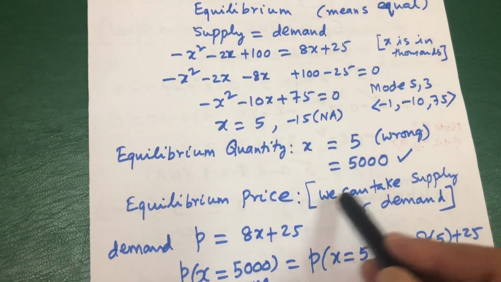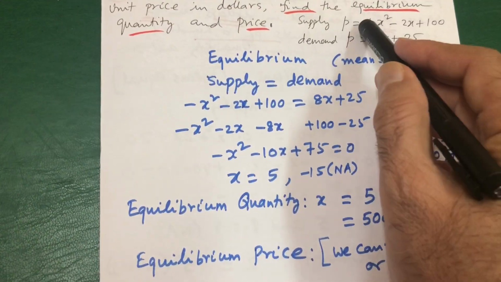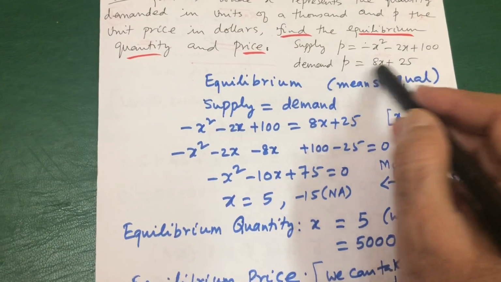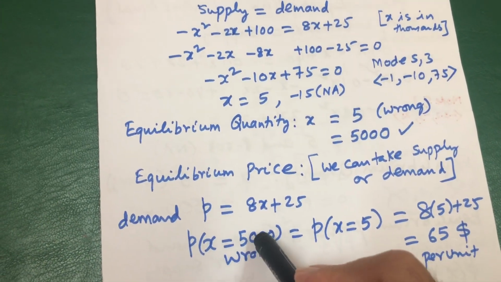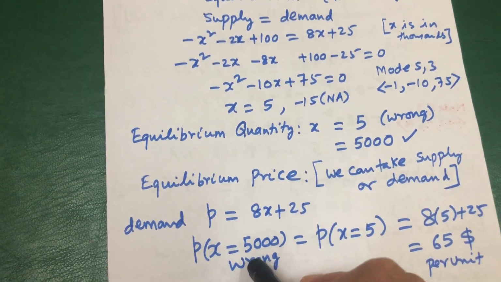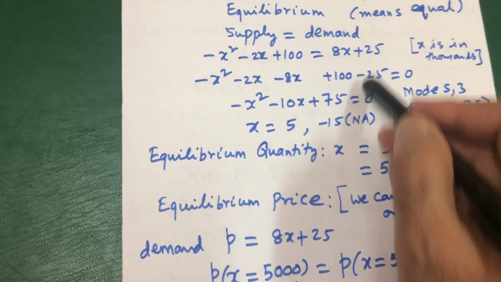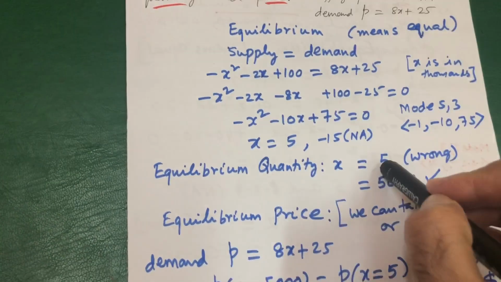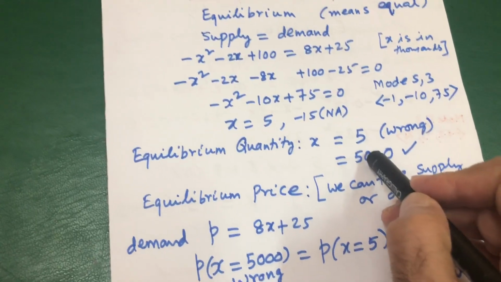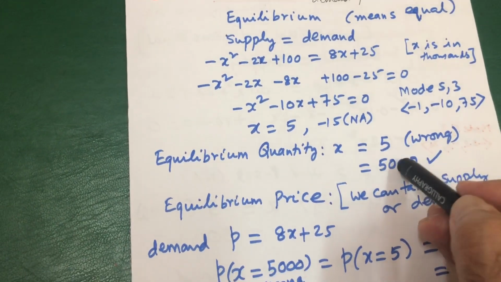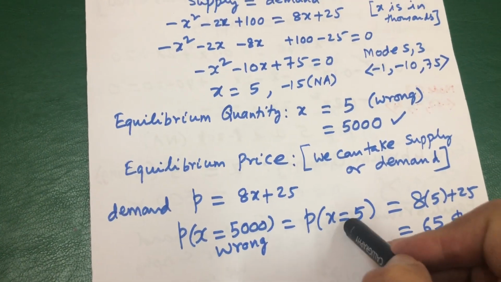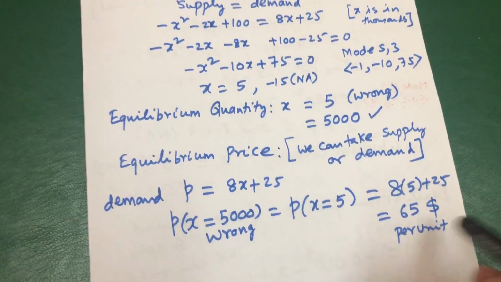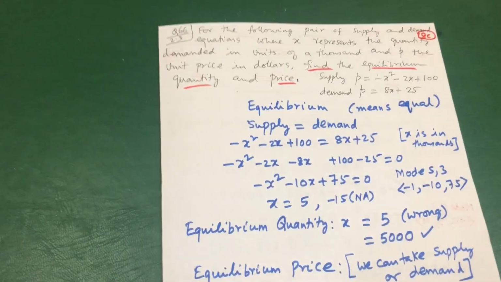For the equilibrium price, we can take either the supply equation or the demand equation. But the demand equation is small, so take the demand equation. P is equal to 8x plus 25. So P at x equal to 5,000, if you put it, this is wrong. If you want to use this x, you have to use x is equal to 5 only. You cannot use 5,000. 5,000 is the answer to tell somebody, like the customer, not for our calculation. So x equal to 5,000 is wrong. You have to put x is equal to 5. 8 times 5 plus 25 is $65 per unit.